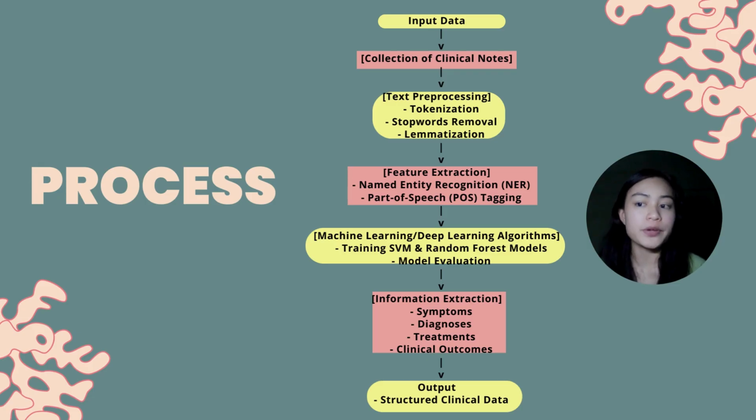The next up is the process. So the process involves NLP techniques to analyze and extract meaningful information from the unstructured clinical notes from the databases. And this also includes steps like text processing, feature extraction, and the application of machine learning or deep learning algorithms to identify the patterns and the clinically relevant information within the text. So as you can see here in the process, the feature extraction is the named entity recognition and also the part of speech tagging. And for the machine learning, in this article, they use SVM and random forest. And then for the information extraction, we extract 4 types of information, which are symptoms, diagnosis, treatments, and also the clinical outcome.